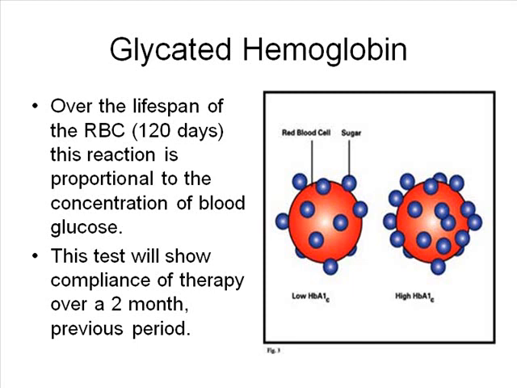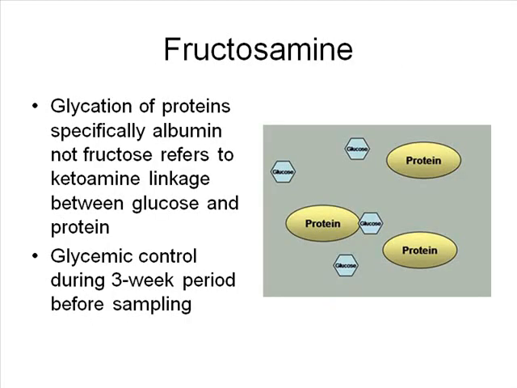And remember, this test is based on the fact that each cell lives 120 days, and that binding of glucose is irreversible on the C-terminal. So therefore, hemoglobin A1C, you can determine about a 2-month compliance. So you can actually draw your patient's sample and see how well they were in compliance over that 2-month period. Fructosamine will measure glycated albumin. That will determine their glycemic control over a 3-week period.